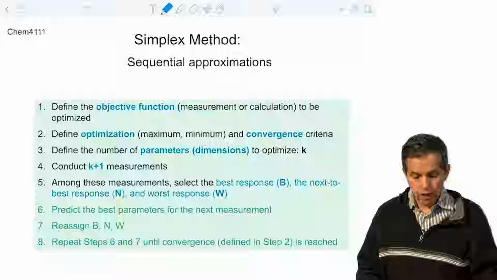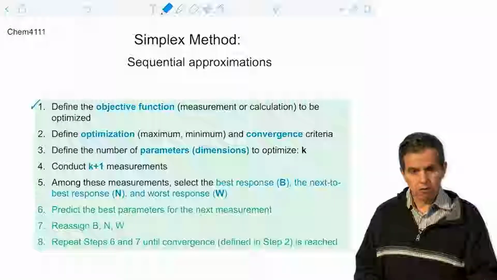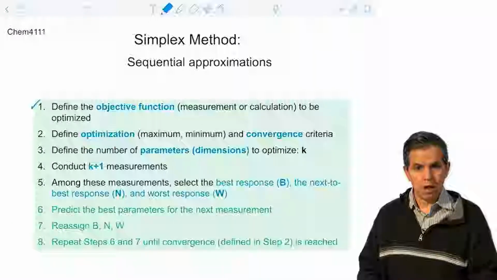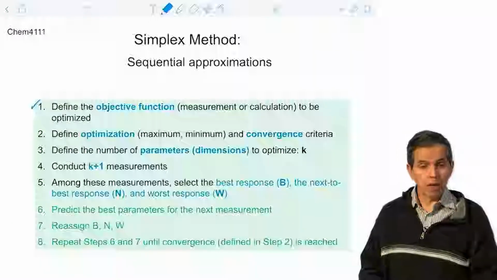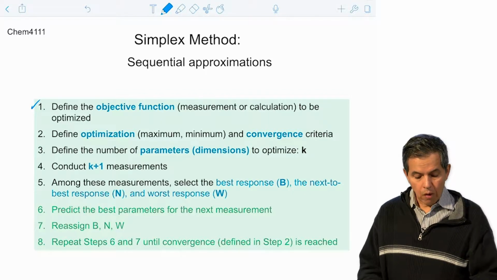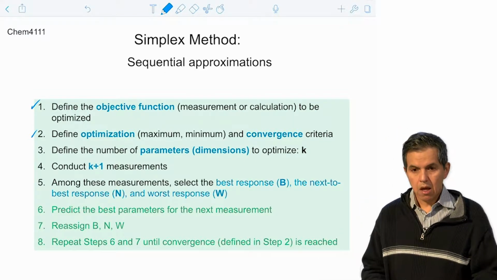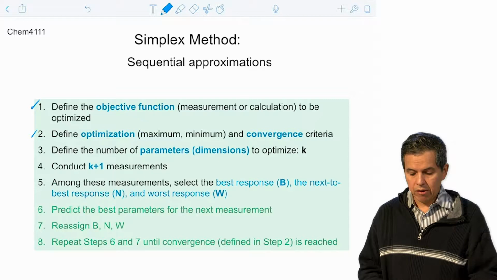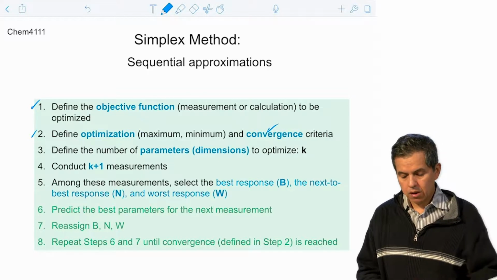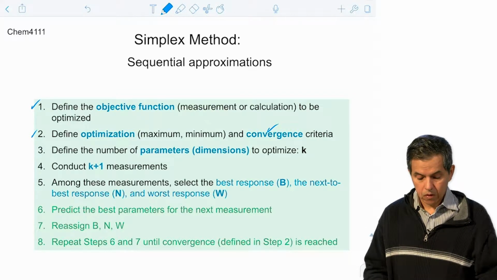So what we will do is follow these steps. First, we will need to define the objective function. As we mentioned before, it could be any of the parameters such as theoretical plates. It could be as well the maximum absorption, or a limit of detection, etc. We will define the optimization, which could be a maximum or a minimum. And we have to define a convergence criteria. This is particularly important because we want to know when we need to stop this optimization process.